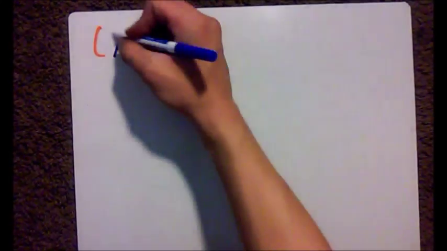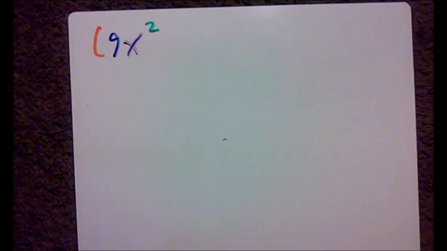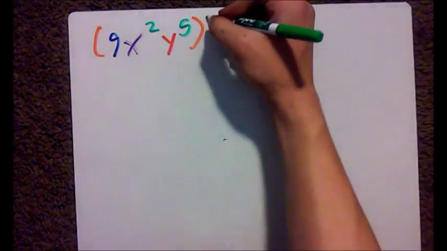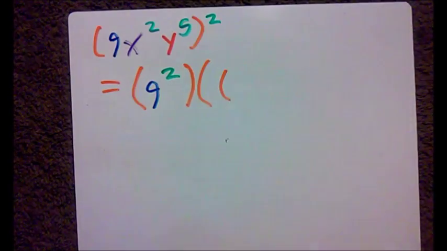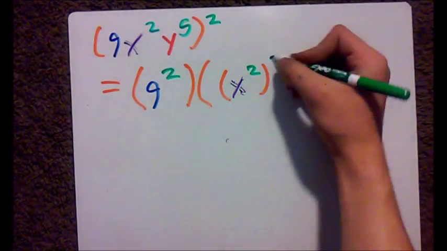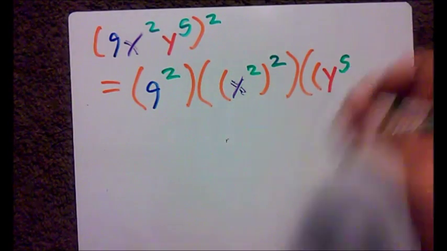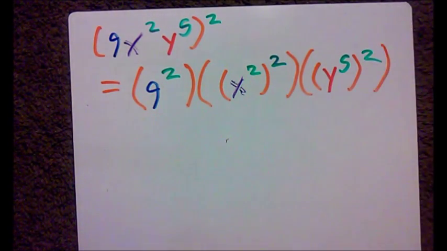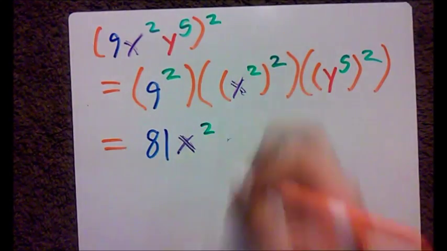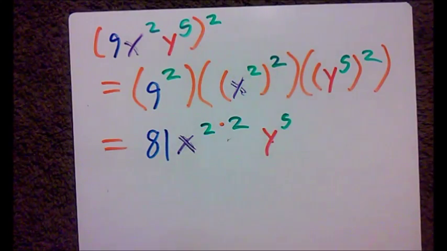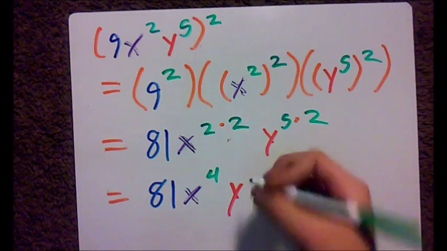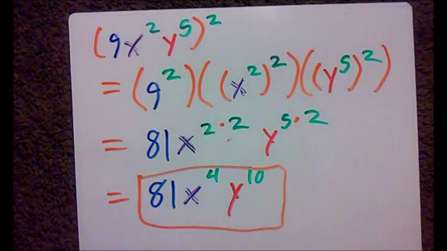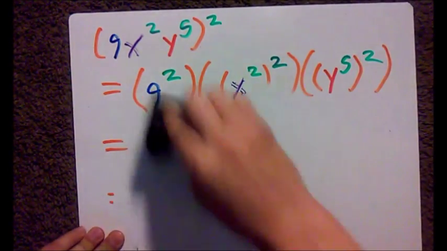A good example that demonstrates this rule is 9x squared times y to the 5th power all squared. To solve this problem, we square each part within the parentheses, so 9 squared times x squared squared times y to the 5th squared. 9 squared is 81, x squared squared is x to the power of 2 times 2, and y to the 5th squared is y to the 5th power times 2. This gives you 81 times x to the 4th power times y to the 10th power.